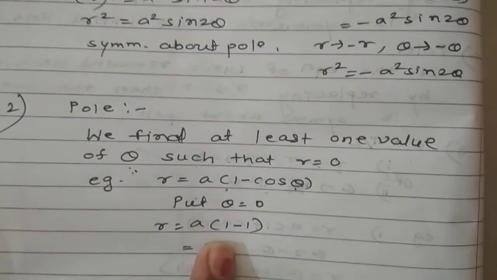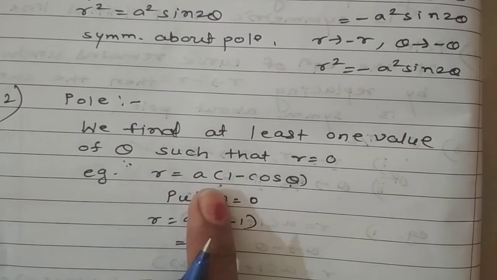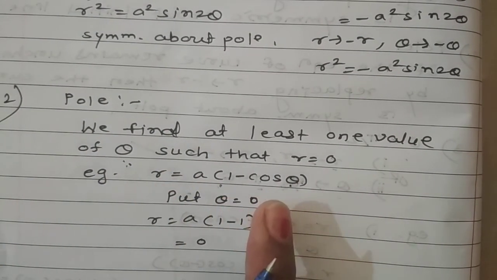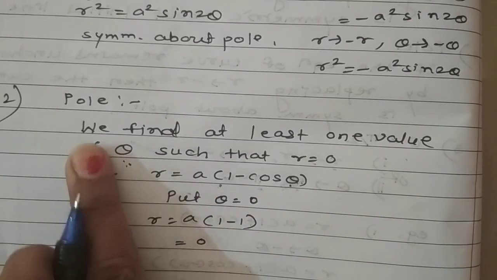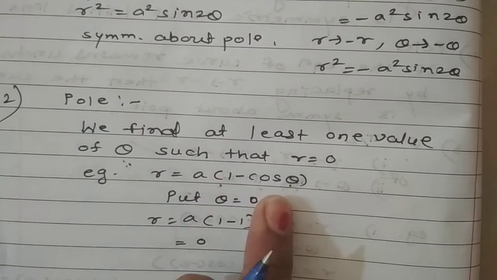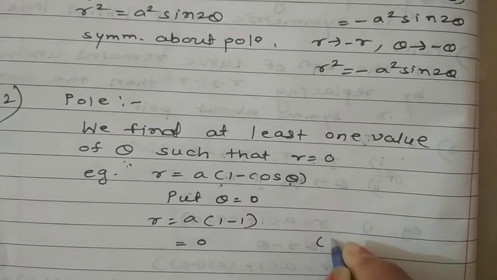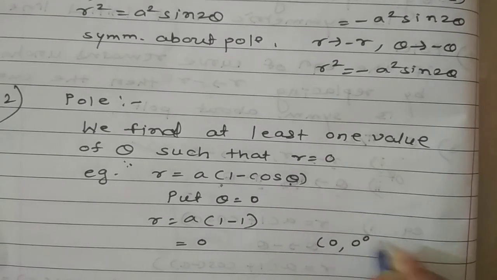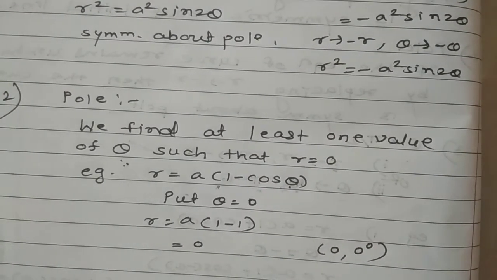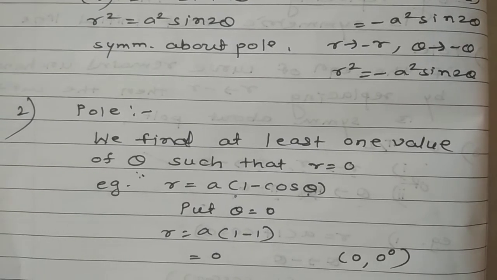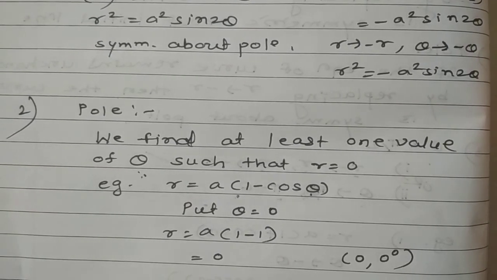Therefore, we say that our curve r equal to a into 1 minus cos theta passes through pole, or pole lies on that curve, because we get that point 0, 0 degree. This is the coordinate of pole. Therefore, our pole lies on that curve.